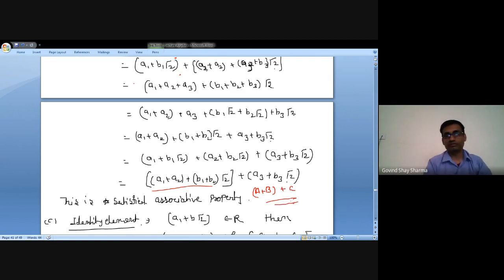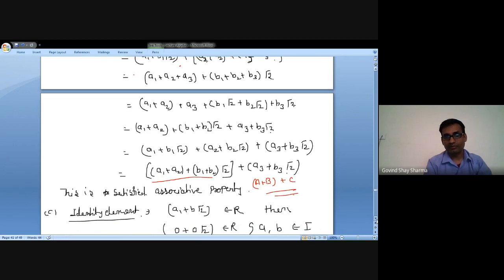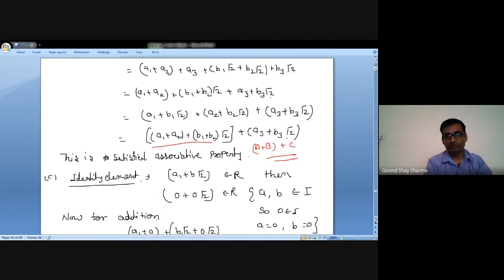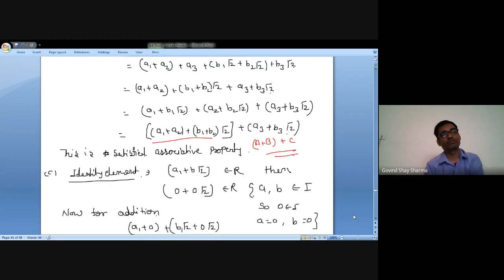Okay, so this is the associative property. Now the identity element. Zero is an element of I, and we know very well zero is the identity element for integers under addition.